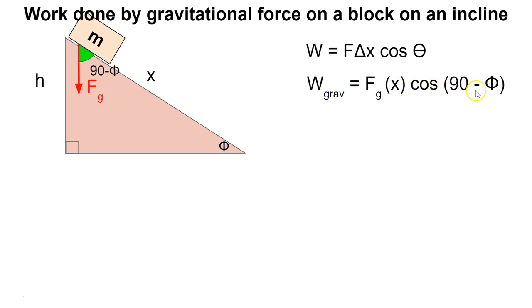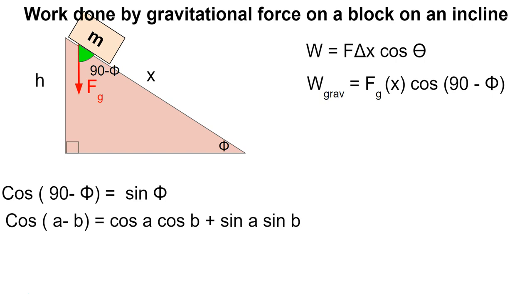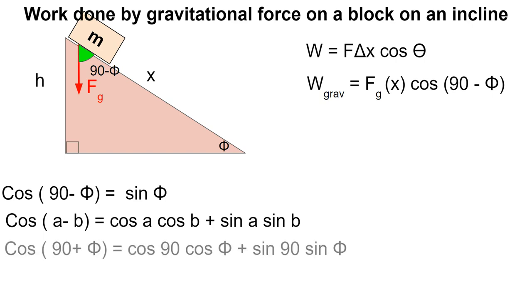And now I want to simplify cos of 90 minus phi, and I use my trigonometry identities to do that. From my trigonometry identities, I know that cos of 90 minus phi is equal to sin of phi. If you can't remember how I know that, let's just apply this identity as a measure of revision for you as well. Cos of A minus B equals cos A cos B plus sin A sin B. These are identities that you need to know off by heart.